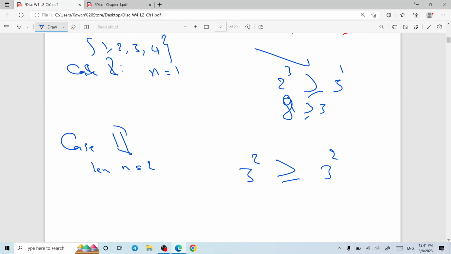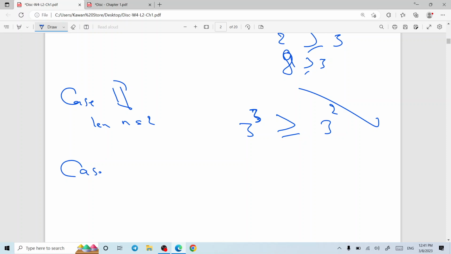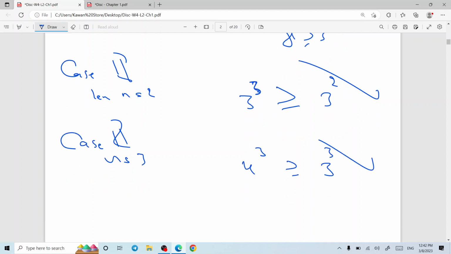Sorry? 3, 3, yes, you are right. Is that one true or not? Yes. 27 greater than 9. So the second is also okay. Case number 3, if n is 3, I'll get 4 to power 3, 3 to power 3. Of course, 100%.